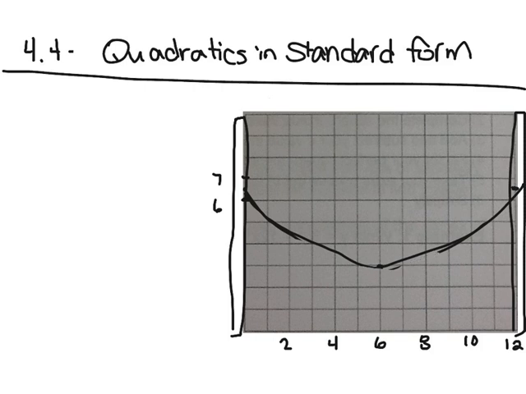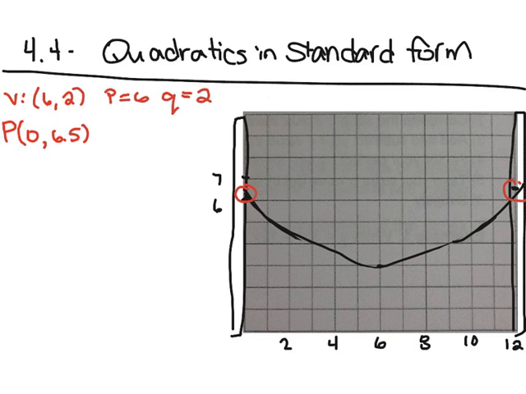So the vertex for this question would be 6, 2. P would be equal to 6. Q would be equal to 2. A point that we have on the graph could be right here or right here. So 0 and 6.5. So our x is this, our y is this. So we're going to substitute that in.